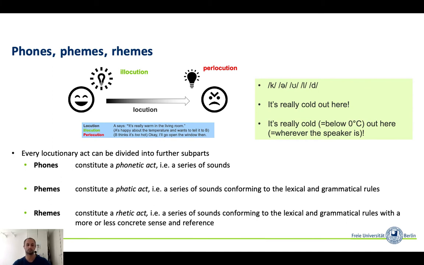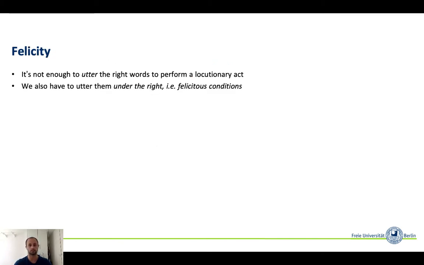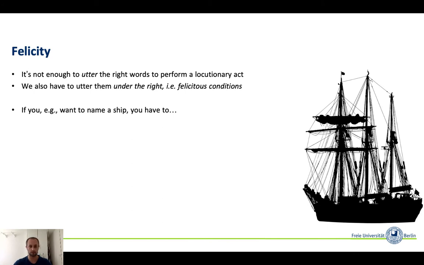And if we utter words or expressions that are at the same time a rhetic, a phatic, and a phonetic act, then we have a locutionary act. We can achieve something by saying words. So what it means is we have to speak the right words. But it's not enough to speak the right words. We also utter our words in order to perform an act under the right conditions, something that Austin describes as felicity conditions. So let's imagine this scenario.